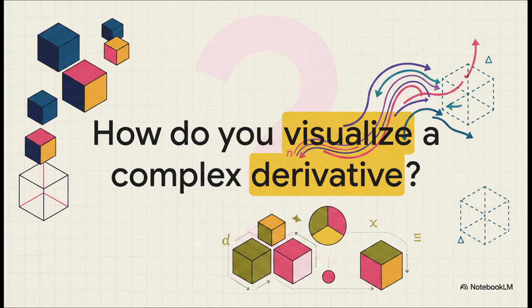How do you actually visualize a complex derivative? When we look at a blackboard covered in limits and deltas, it's incredibly easy to get lost in the symbols and, frankly, experience a mild sense of dread, right? But what if I told you that one of the most intimidating formulas in calculus is actually just the blueprint of a simple growing box?